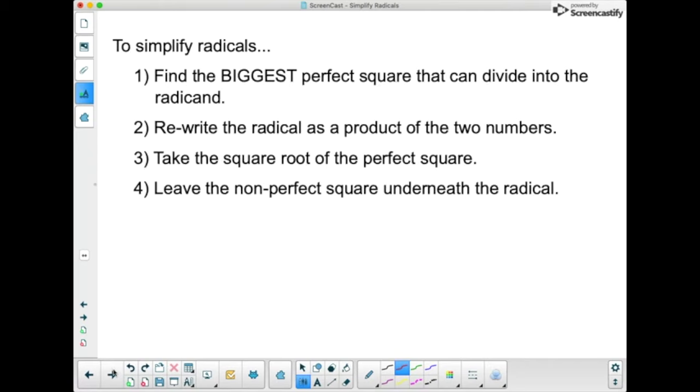To simplify radicals that are not perfect squares, we're going to find the biggest perfect square that can divide into the radicand, which remember is the number underneath the radical symbol. We're going to write the radical as the product of those two numbers. So let's say it's the 25 and 3, 25 being the biggest perfect square. We'll take the square root of the perfect square, which will come out of the radical, and then the non-perfect square will stay underneath the radical, and it will be simplified.